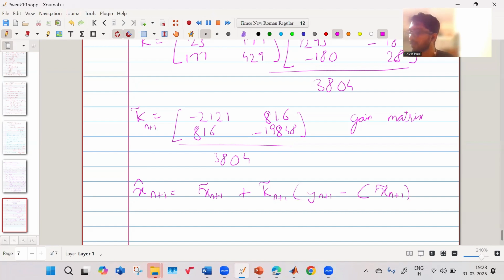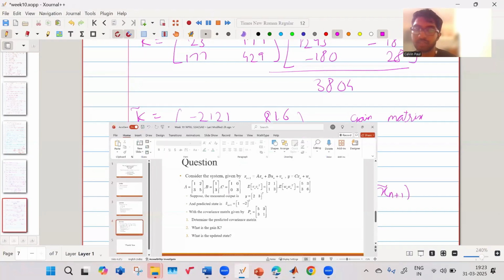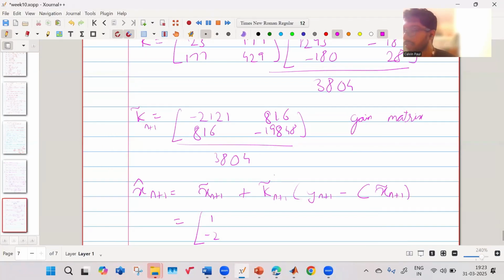So how do we get that? What is x tilde n plus 1? We recall x tilde n plus 1 is [1; -2]. This has a whole lot of huge multiplication.